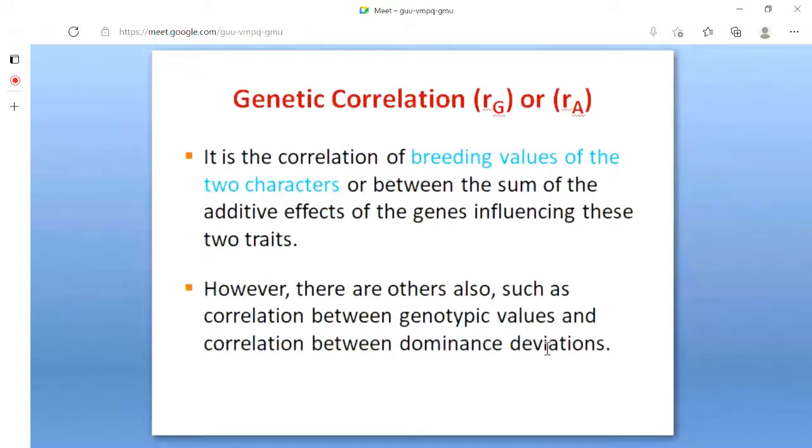However, there are others also, such as the correlation between the genotypic values and the correlation between distribution, that are of less importance here.